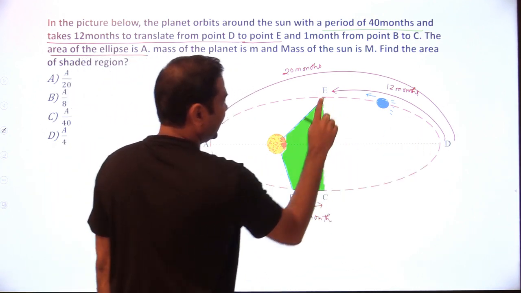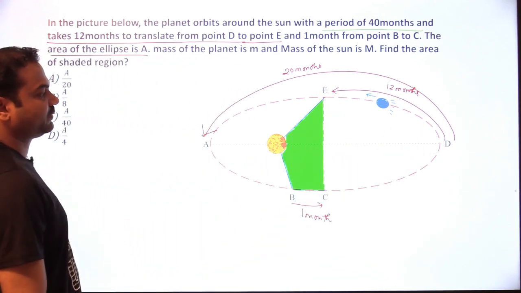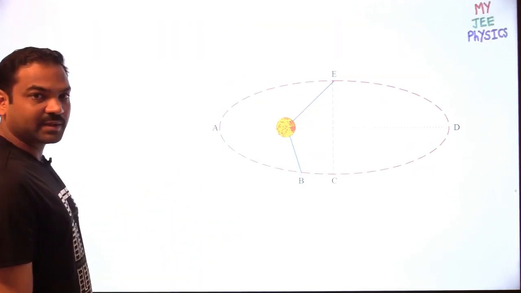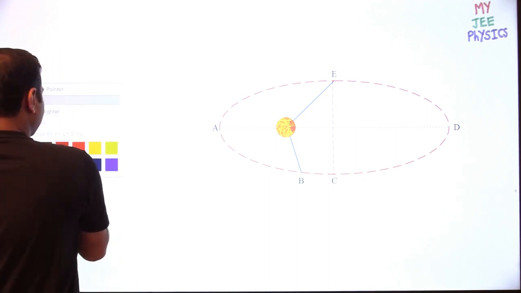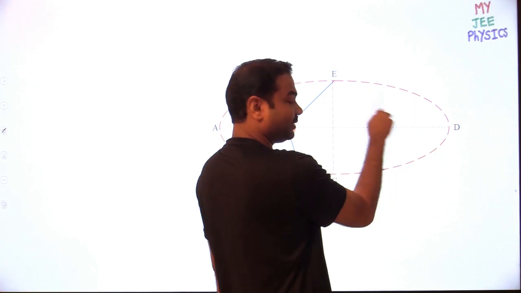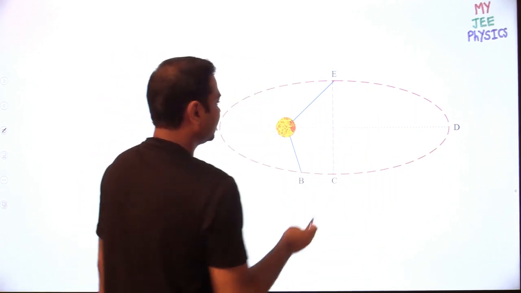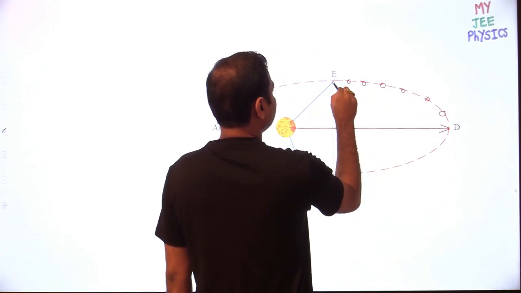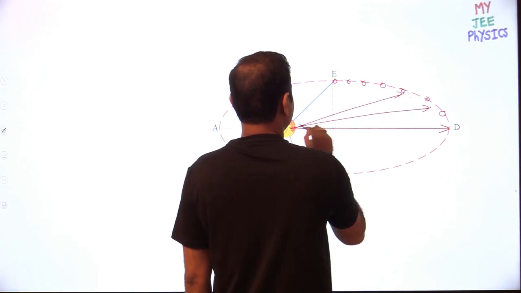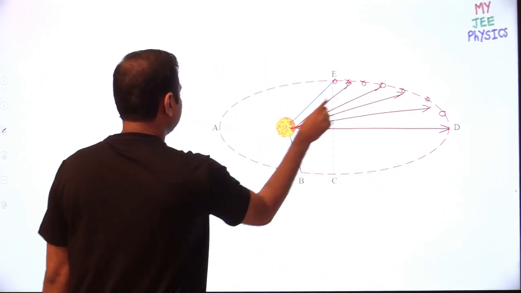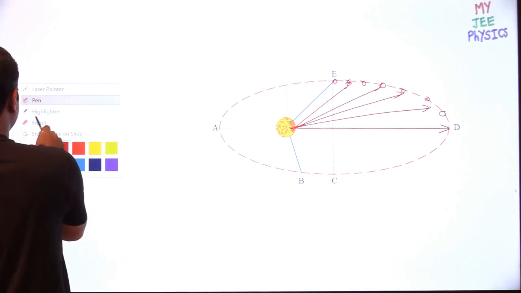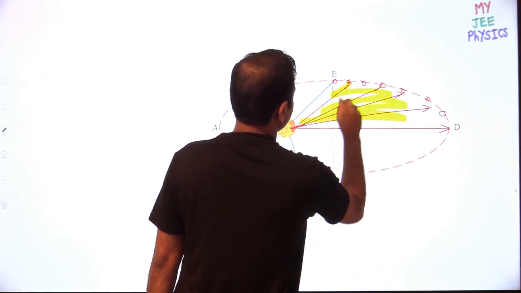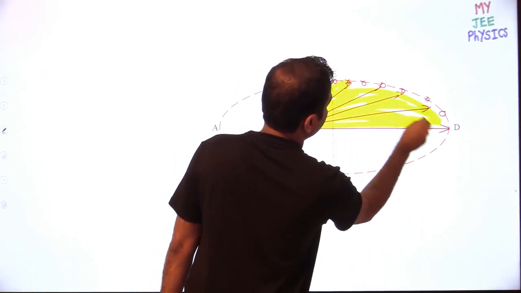So now from D to A, what is the area it will sweep out? I'll take one more diagram so that you can understand better. So this is the diagram I'm taking. Now if I take D to E, this is the initial radius vector. As the planet goes to the E position, what is the area swept? The area swept is this completely. This complete area is swept by the planet from D to E.